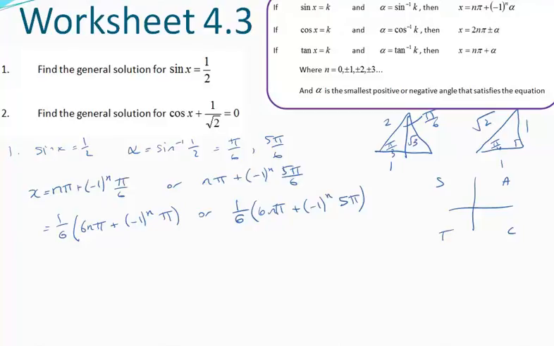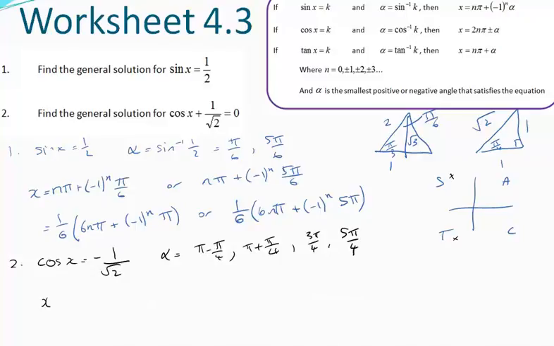For question 2, we've got cos x plus 1 on root 2 equals 0. Our first step is moving it over to the other side, so cos x equals minus 1 on root 2. We think about this: we've got negative, so we're going to be in quadrants 2 or 3. And we've got 1 on root 2 for our cosine, which is going to be our pi on 4 ratio. So alpha is going to be, in quadrant 2, pi minus pi on 4, and in quadrant 3, pi plus pi on 4. So we're going to have 3 pi on 4 and 5 pi on 4.